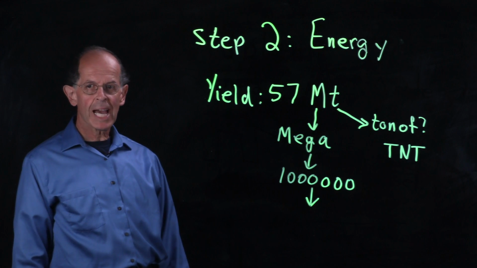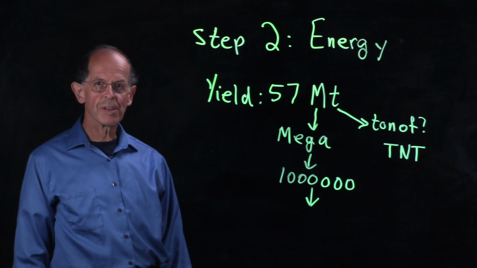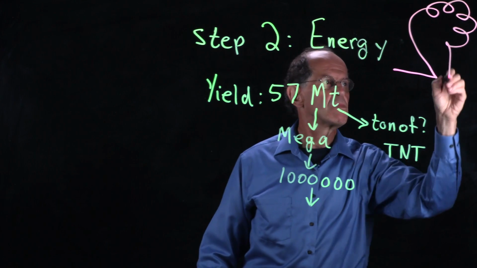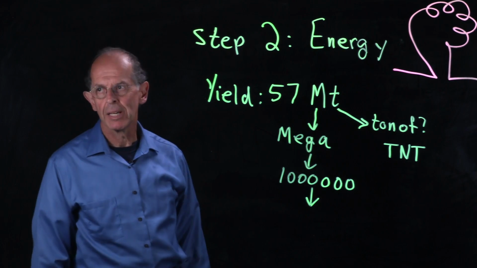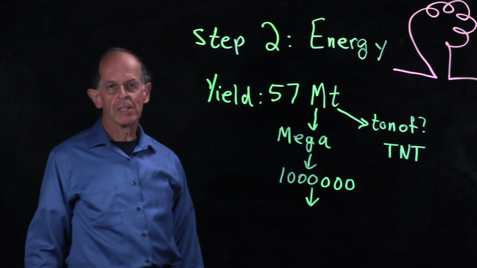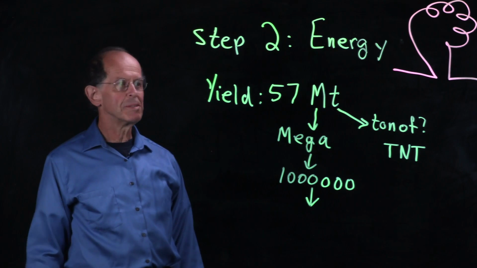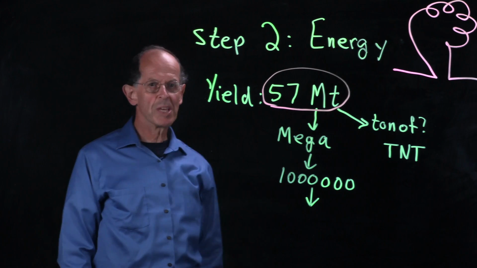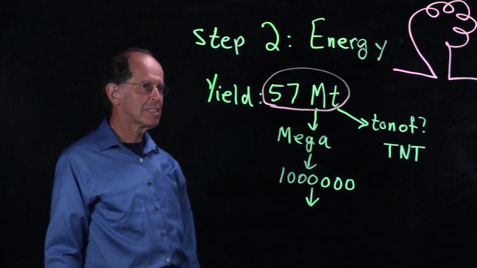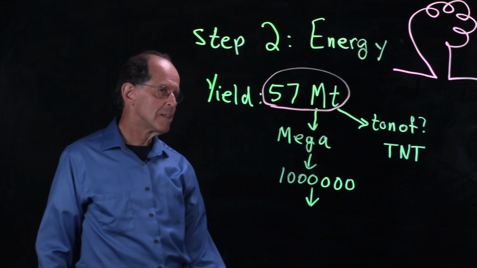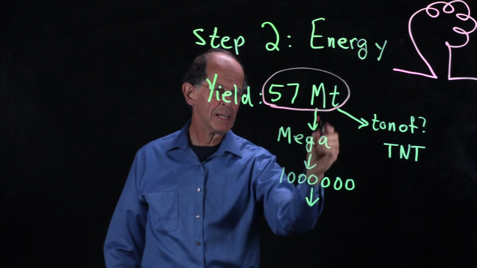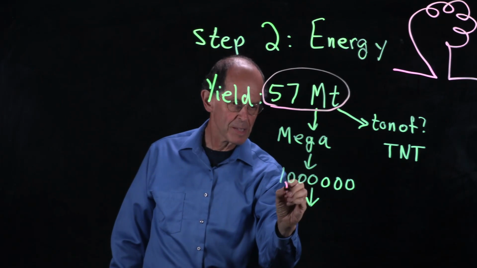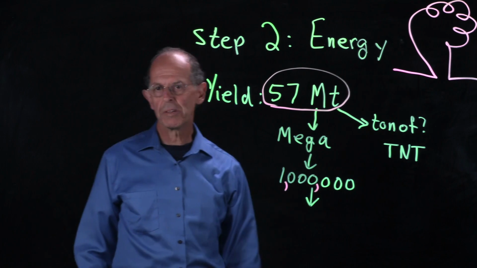First, we're going to calculate the energy release of Tsar Bomba. You can look up the amount of release in Google, and you'll read that it's 57 megatons. Well, we have to deconstruct megatons. Let's look at mega. Mega means a million. And so a million is 1 with 6 zeros.